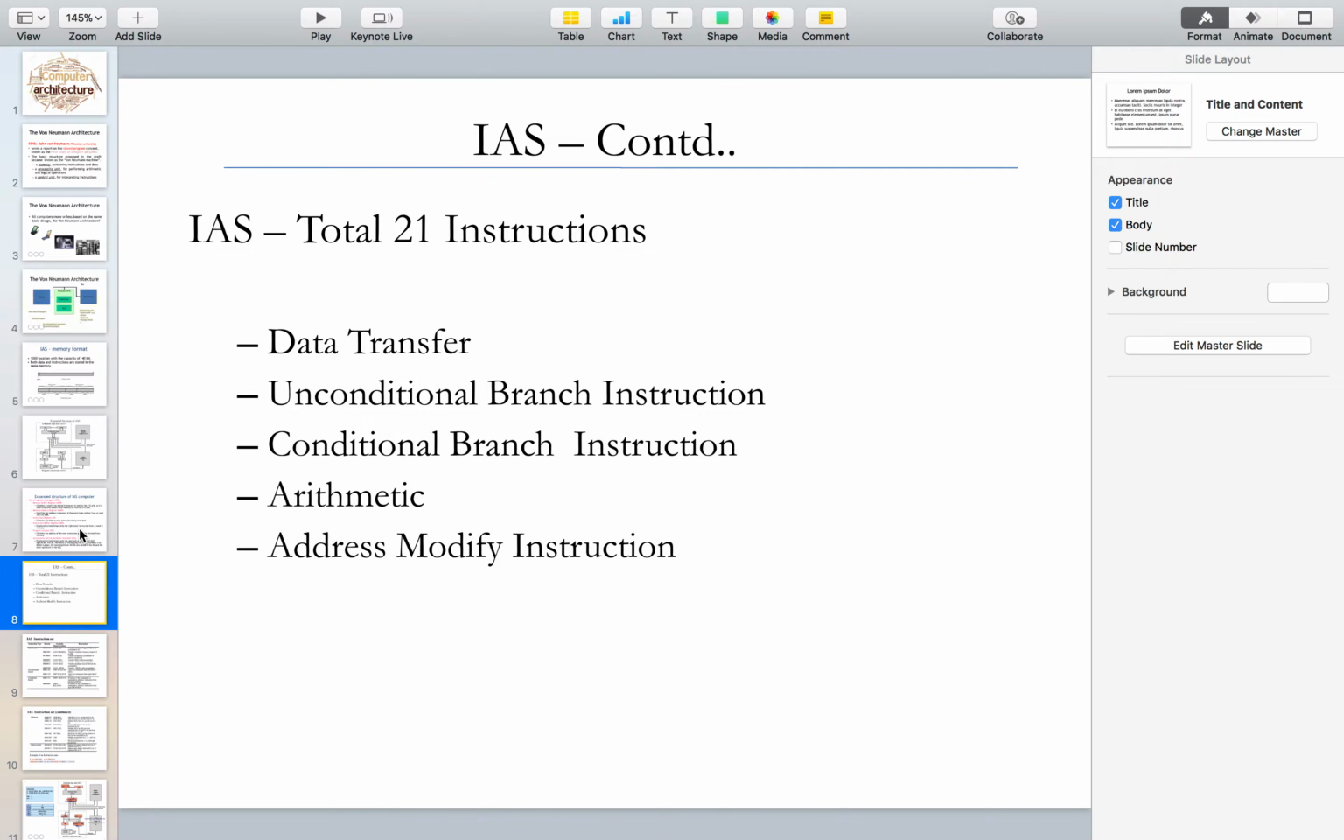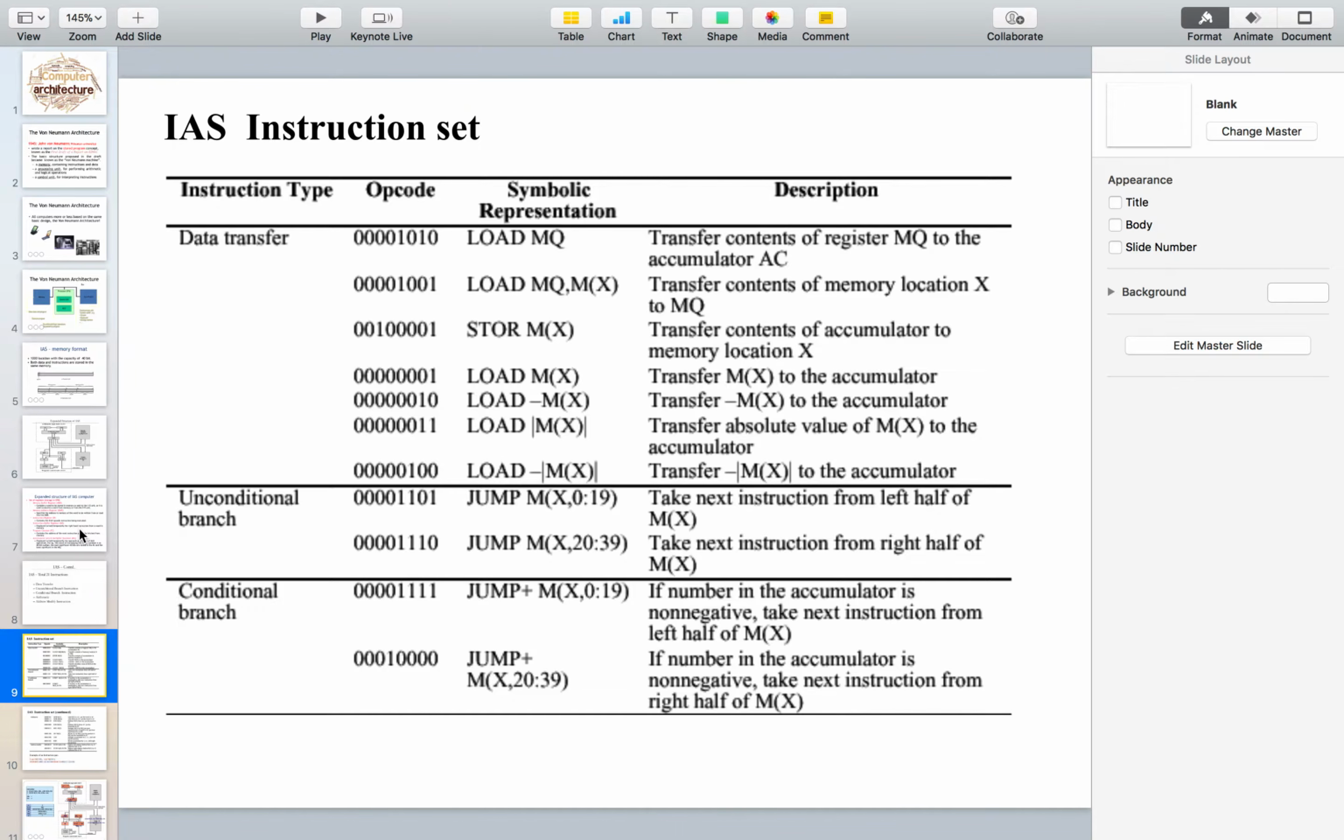The IAS instruction set has a total of 21 instructions divided into 5 parts: data transfer instruction, unconditional branch instruction, conditional branch, arithmetic, and address modifier. The data transfer.